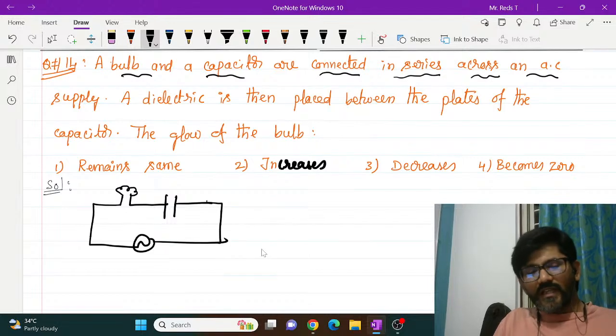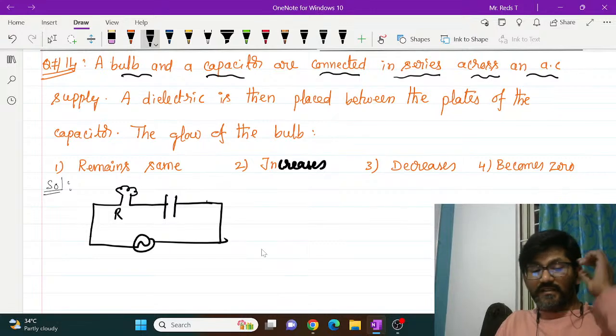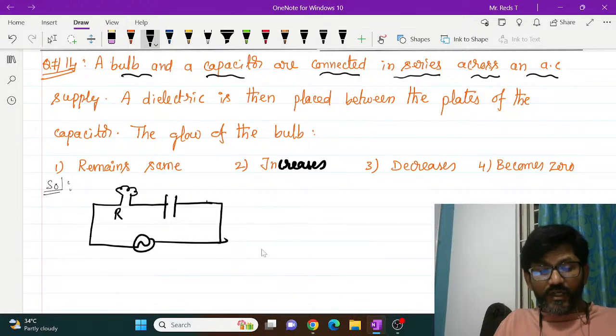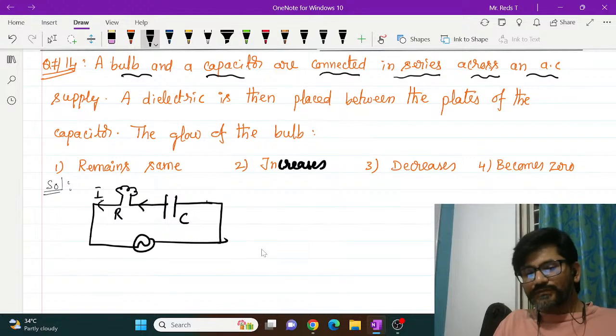Usually a bulb will have a coil and that will have a resistance also. While discussing bulb problems, we usually consider resistance rating, power rating, voltage rating of the bulbs, but here we need not worry about all those things. A bulb will have some resistance, the capacitor will have some capacitance. Now it is glowing, which means some current is flowing through this, in either anticlockwise or clockwise direction, whatever the direction may be. When current I is flowing, it glows.